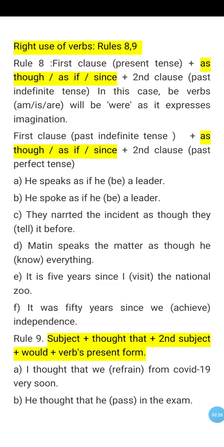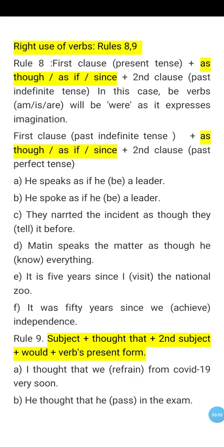C. They narrated the incident as though they tell it before. Here two clauses are linked with as though, and you find the first clause in past indefinite tense, so you have to turn the second clause into past perfect tense. If you notice, you will find that the verb of the second clause is not in active mode, this is in passive mode, so the answer will be they had been told it before.